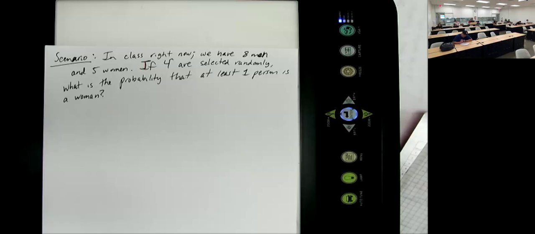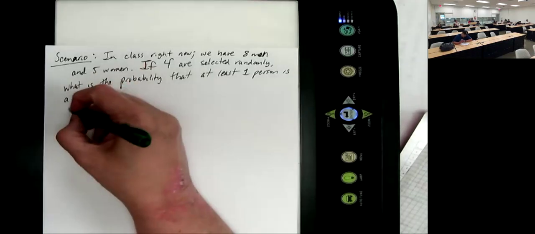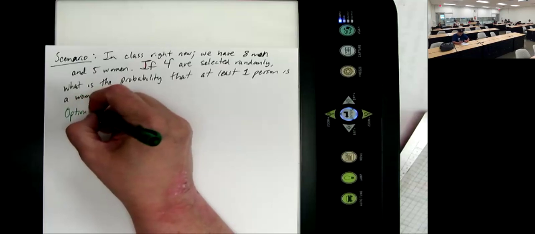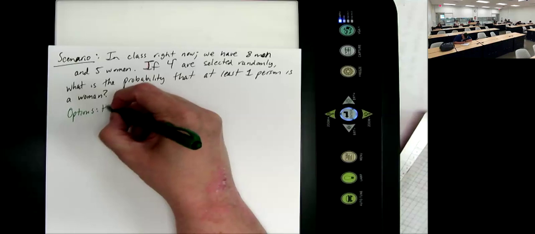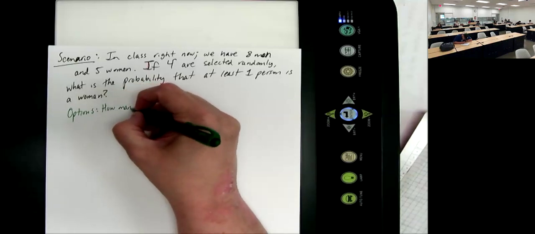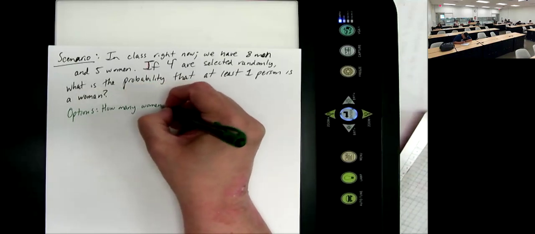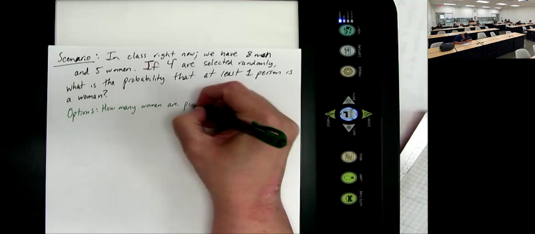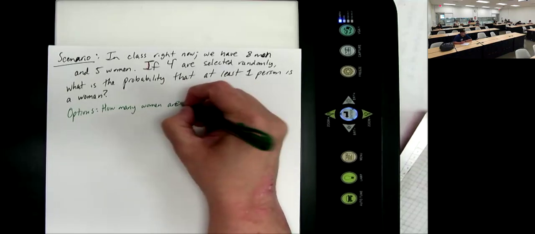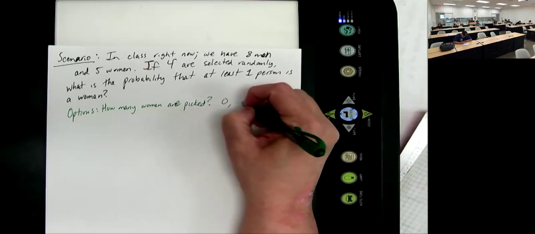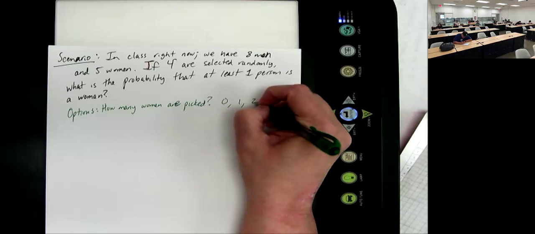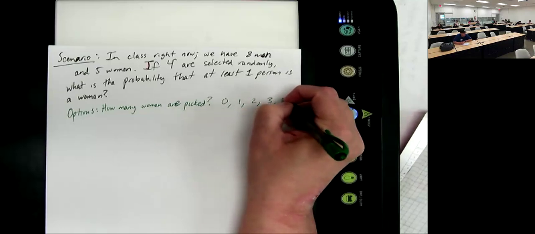So let's look at our options here. Options, if we're picking 4 people. How many women are picked? I could have 0, I could have 1. I could have 2, I could have 3, or I could have 4.